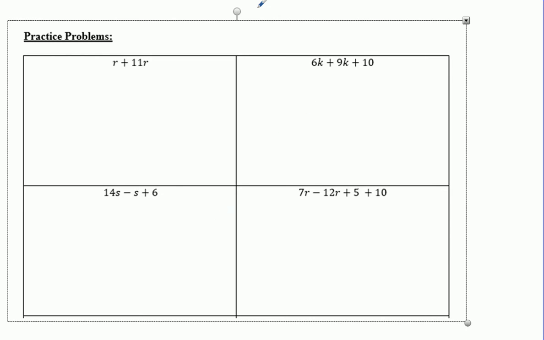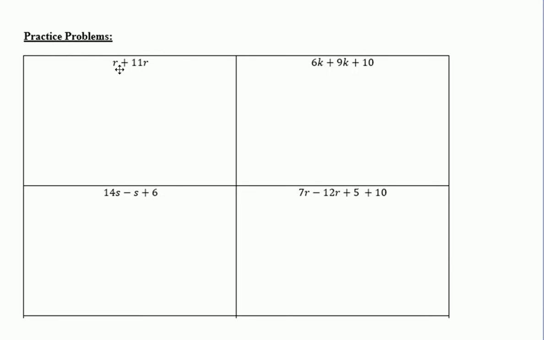Okay, so we didn't go over one like this before, but let's see if you remembered what to do. There should be a number 1 in front of any variable that does not have a coefficient. So there should be a 1 here. Hopefully you added it. So now, same steps. I'm going to circle the like terms and I'm going to combine them. 1 plus 11 makes 12, and I'm going to stick the R next to it, and that's it. That's as simple as it goes.